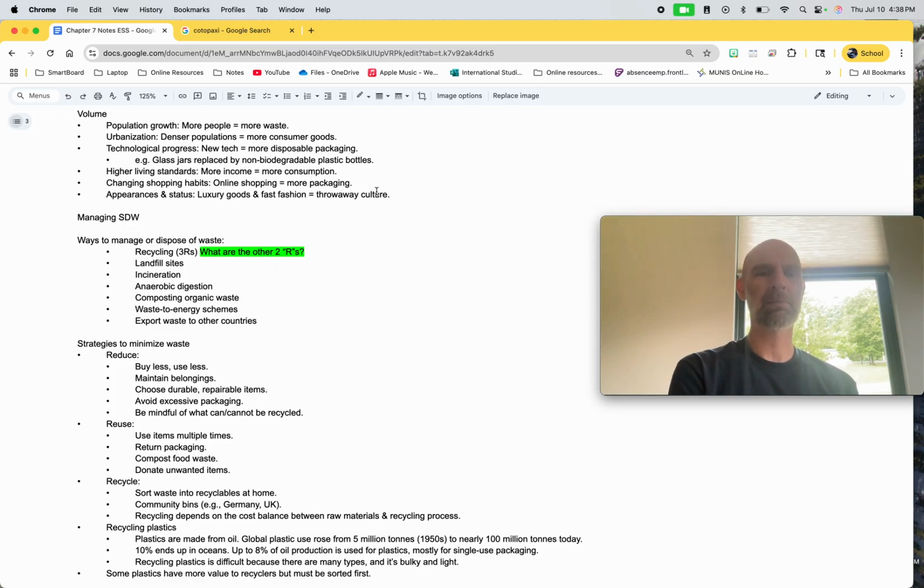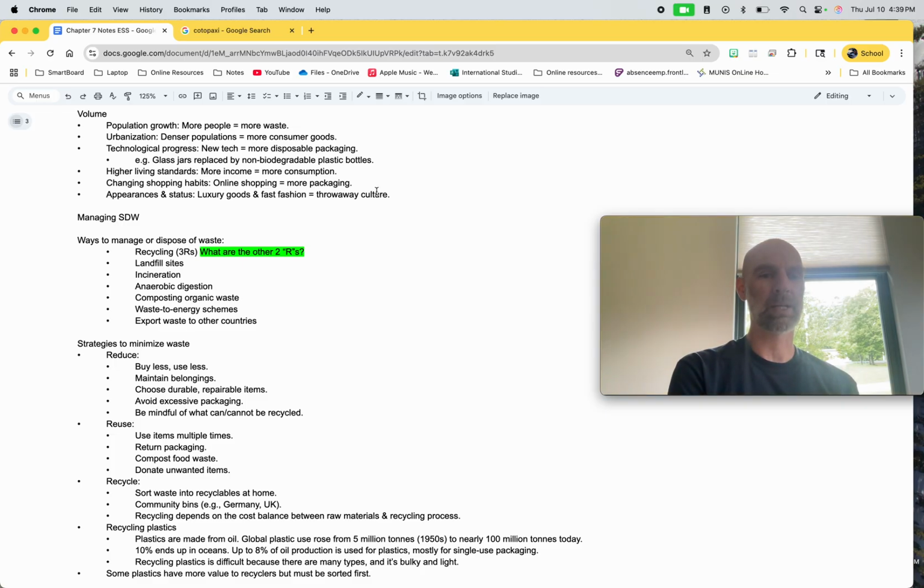Waste to energy schemes, like those. Export waste to other countries. Not a huge fan of that, because then you don't know what the other country's doing with it. You're basically paying somebody to take care of your dirty business for you.